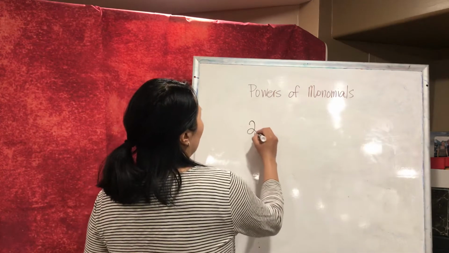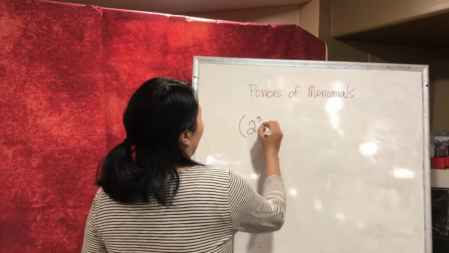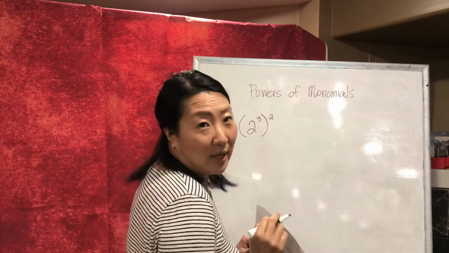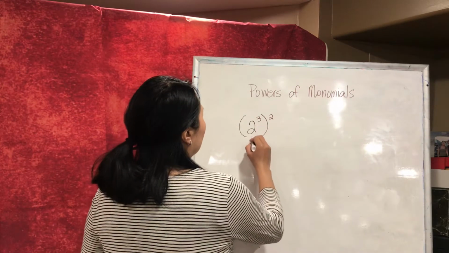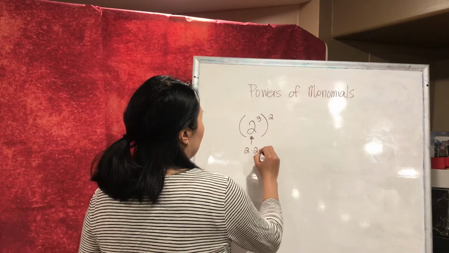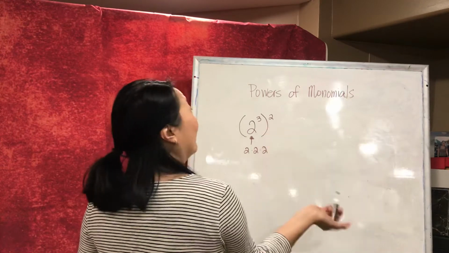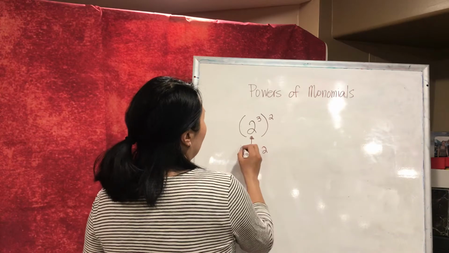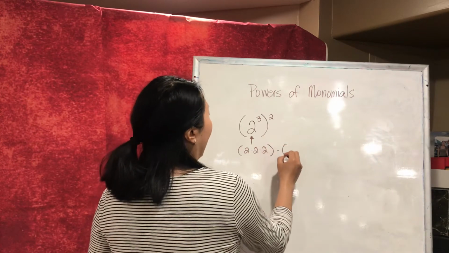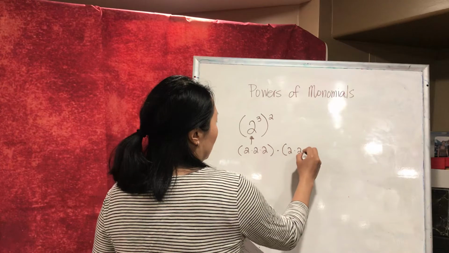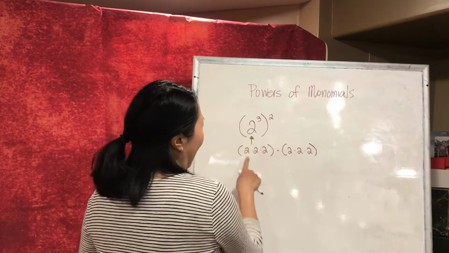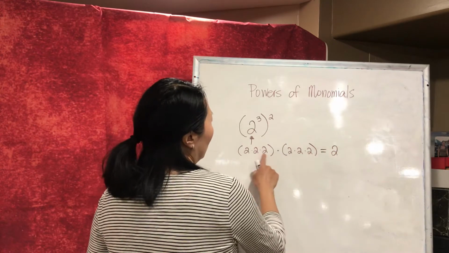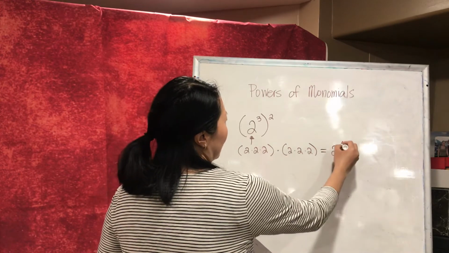If I have 2 cubed and I'm raising it to the second power, let's think about that for a second. So 2 cubed is 2 times 2 times 2. But then I have 2 of them since I'm raising all of this to the second power. So it would be 2 times 2 times 2, and then times 2 times 2 times 2 again. So if I look at that, I now have 6 total 2's. So it would be 2 to the 6th power.